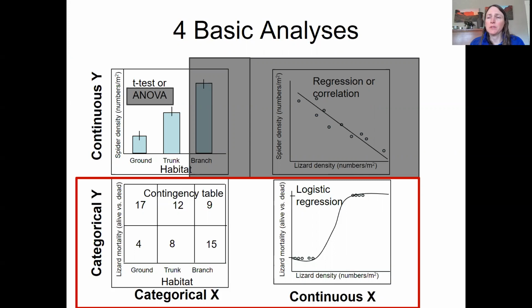And we're going to talk about situations where you can have either a categorical x, like you've been used to, or a continuous x, and that would be a logistic regression model. So bear with me. This is where we're headed this week.